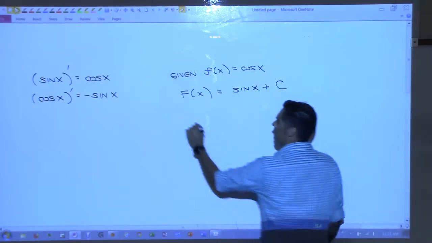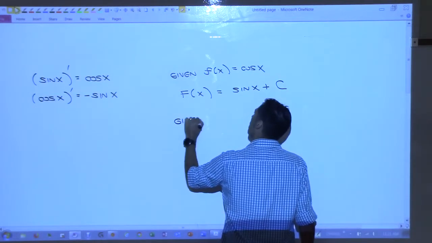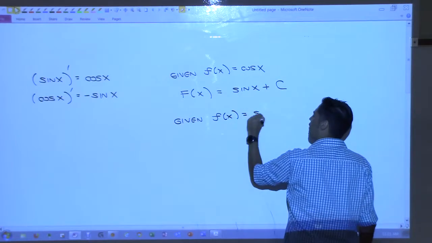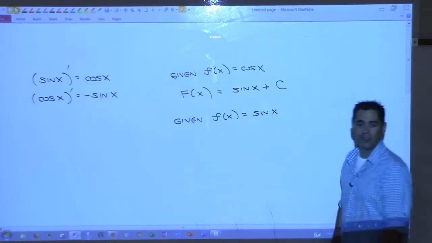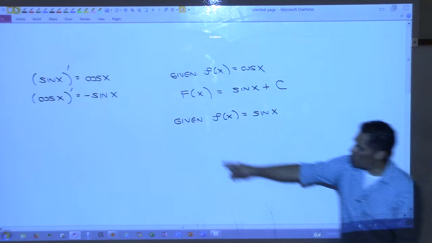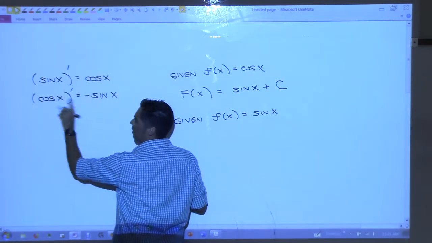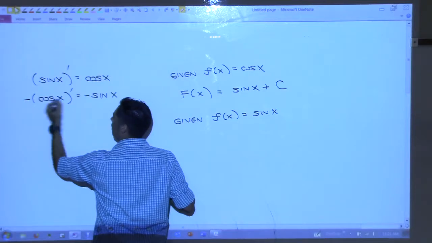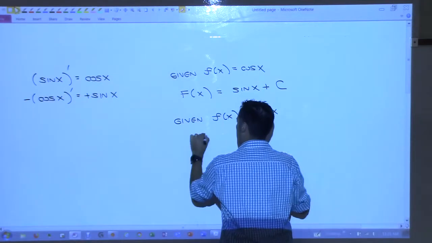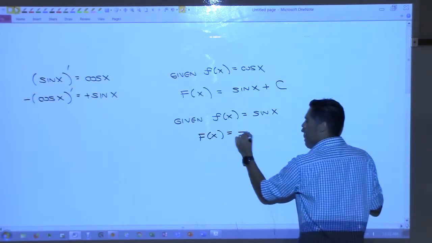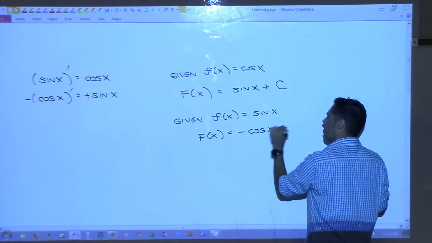So if we're given, let's say, our little function is not cosine. What if we're given our function is sine x? So that's not quite this, is it? What we could do is multiply both sides of this by -1, right? And so the general antiderivative of this would be what? Negative cosine x plus c.